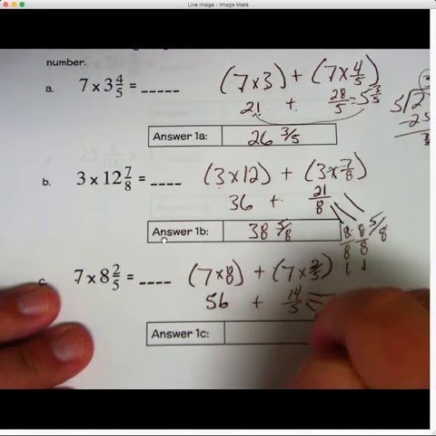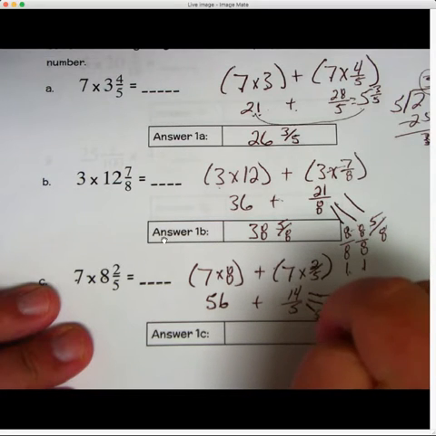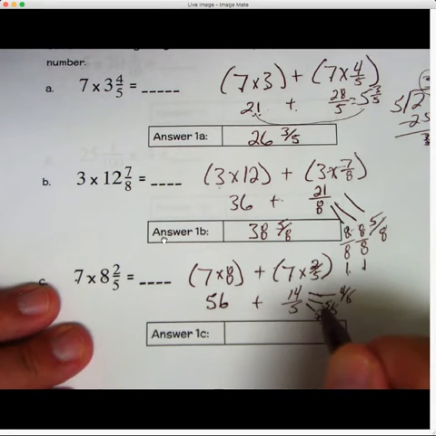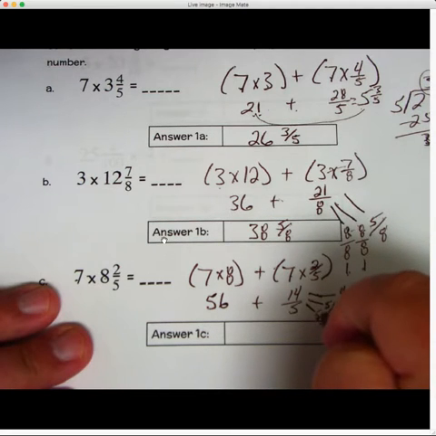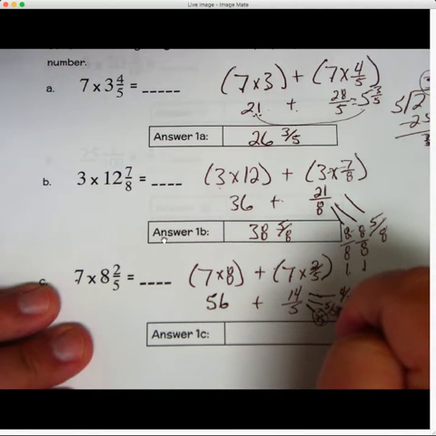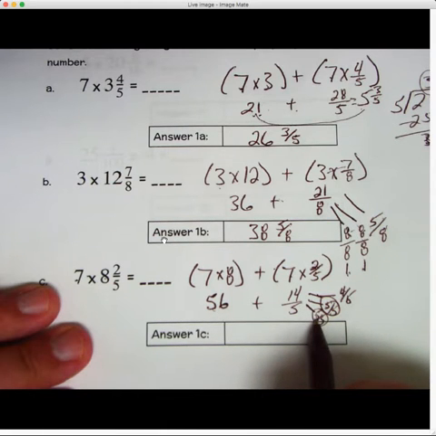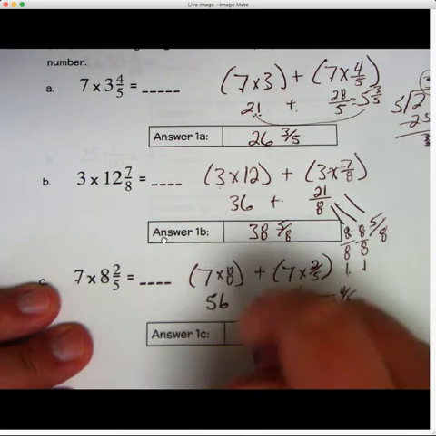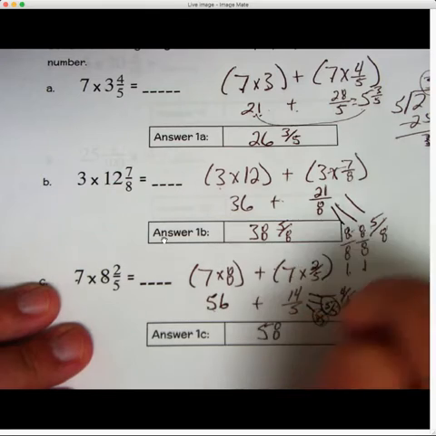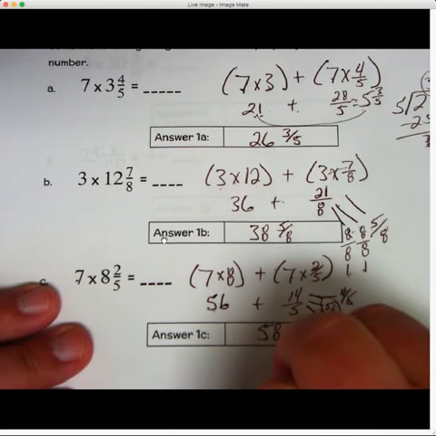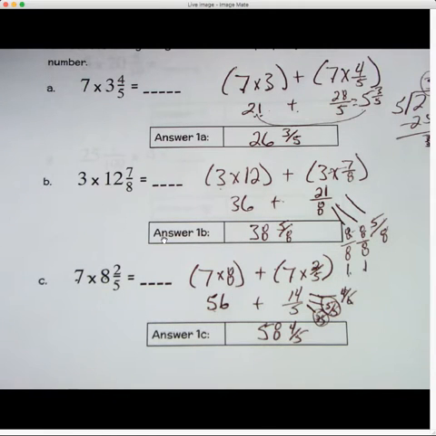I'm going to have 5/5 and 5/5. That's 10/5. So I need 4 more, 4/5. So 5 plus 5 is 10, plus 4 is 14/5. 5/5 is 1. Another 5/5 is 2. So I've got 56. Plus 1 would be 57. Plus 2 would be 58. And 4/5. 58 and 4/5 is my answer.